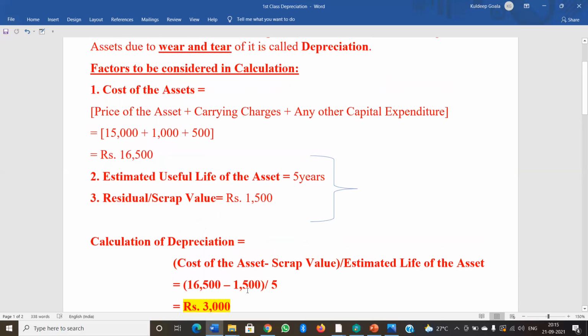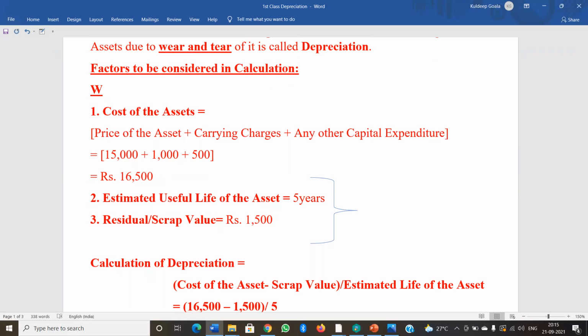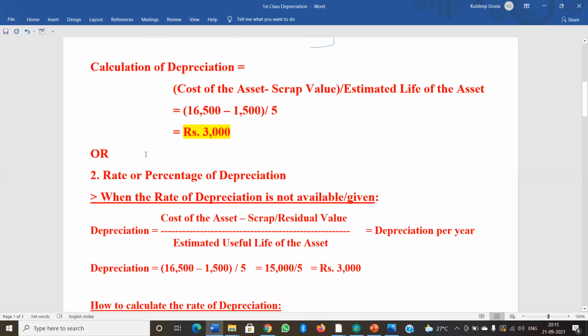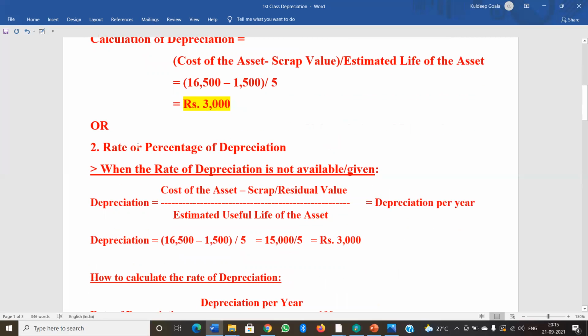Okay, clear? And this formula will be applicable when the rate of depreciation is not given. Clear? When the rate of depreciation is not given. Now coming to the next one, when the rate of depreciation is given.